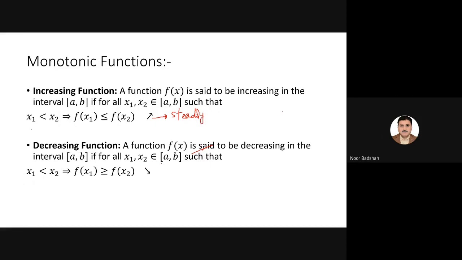But if we have x1 is less than x2, implies f of x1 is less than f of x2, with no equality involved in it, we say the function is strictly increasing. Later on, we don't care whether it's steadily or strictly, it doesn't matter. It could be either one.